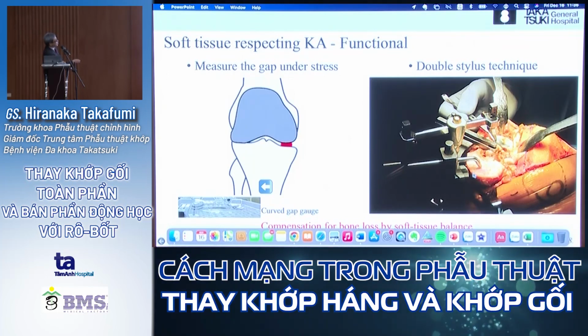And then, using the two styluses, if we can insert a 3 millimeter curved gap gauge, then set the cutting thickness of the lateral side as 10 millimeter and the medial side as 7 millimeter. If this space is 5 millimeter, lateral side is 10 millimeter and medial side is 5 millimeter. So using this, we can adjust the cutting thickness to get the good balance in terms of extension.